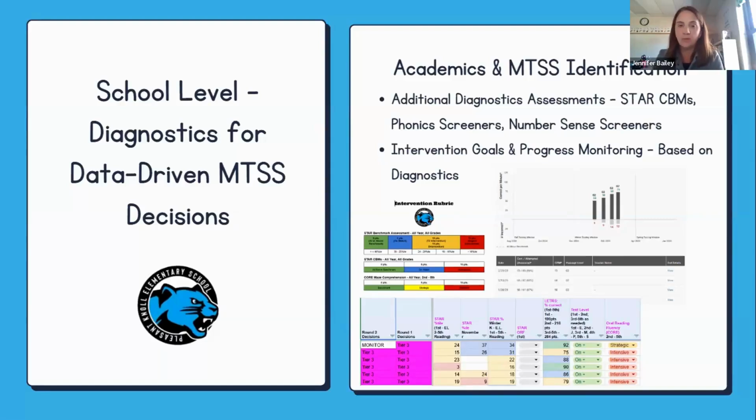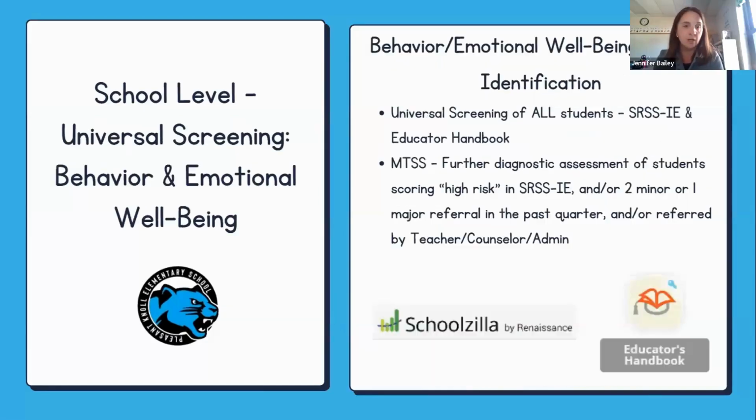So we also look at this across our behavior and emotional well-being data. This also begins with the universal screening level, so it's a very similar process to our academics. We begin with our universal screener, which is the SRSS-IE. And we also utilize our educator handbook data, which is behavior referrals for minor or major behavior instances.